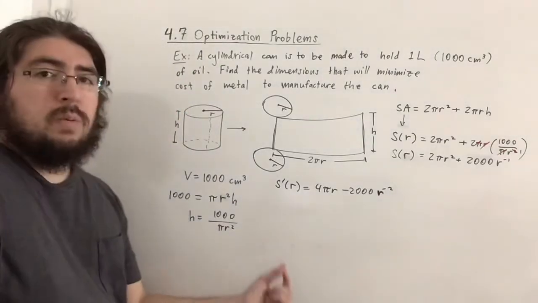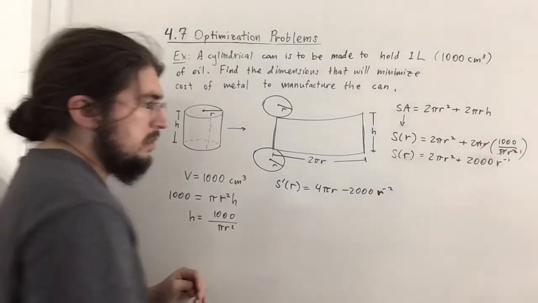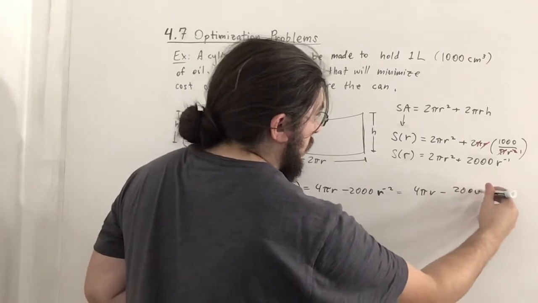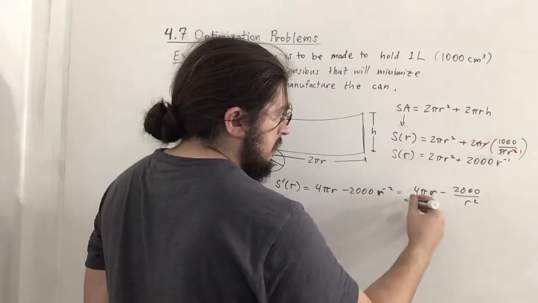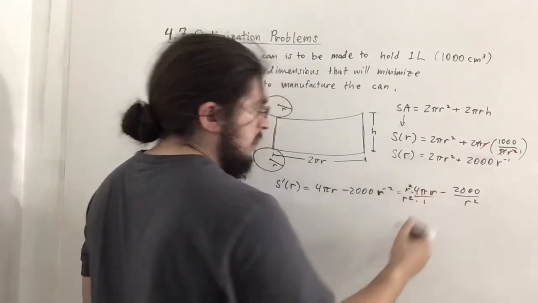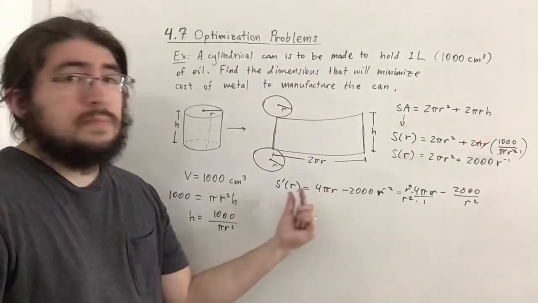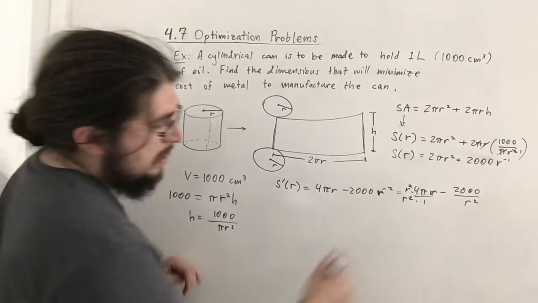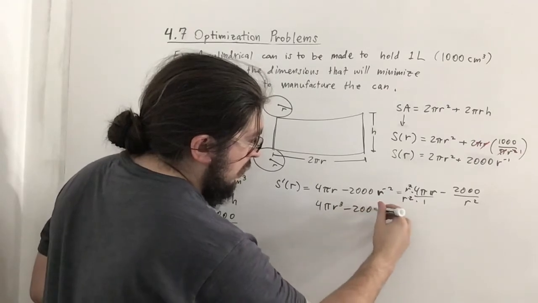And if you were to write this as one fraction, it of course would all be over r squared. So I'll do that just to show you. This is 4 pi r minus 2,000 over r squared, and then if you write this as over 1 and multiply top and bottom by r squared. There's another way of doing it as well, but this is probably the best way to see it. The other way to do it would be to just set this equal to 0 and factor out the smallest power of r, kind of like we saw in 4.5 when we were sketching graphs. So what we end up getting is 4 pi r cubed minus 2,000 all over r squared.